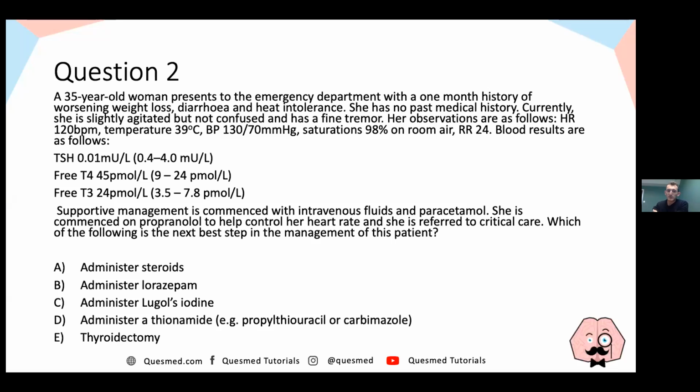Supportive management is started with IV fluids and paracetamol, and she's commenced on propranolol to help control her heart rate, and she's referred to critical care. Which of the following is the next best step in the management of this patient?